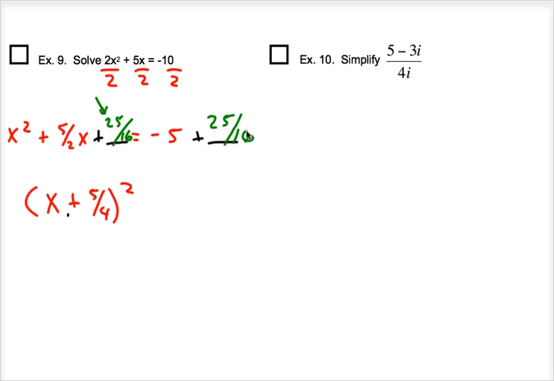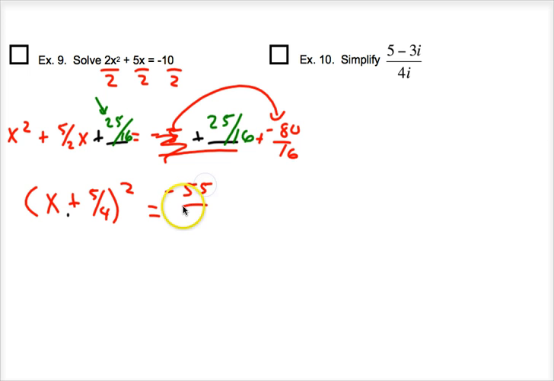I need to add this side over here. 5 times 16 is negative 80. So this right here is like negative 80 over 16. I just changed it. 80 divided by 16 is 5. So negative 80 divided by 16 is negative 5. 25 plus negative 80 is negative 55 over 16.